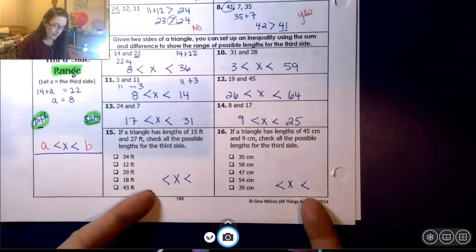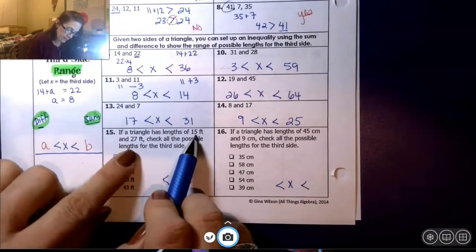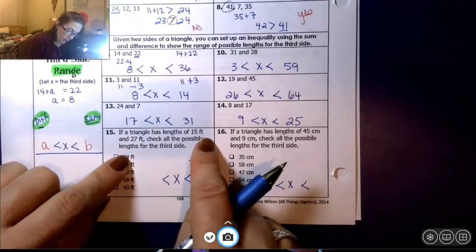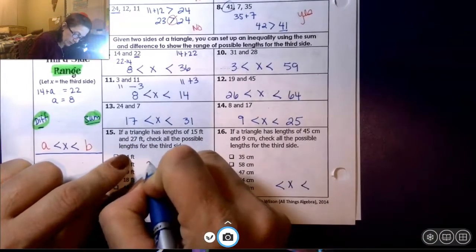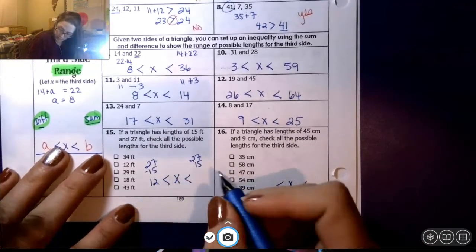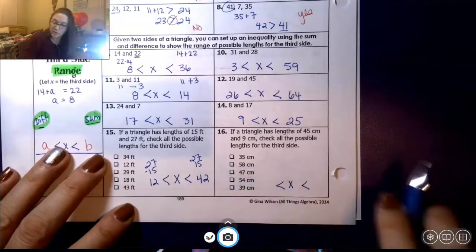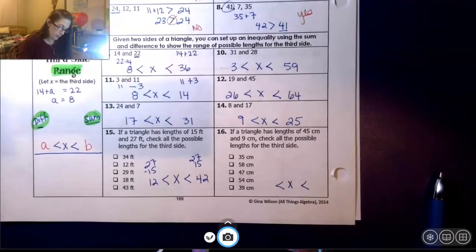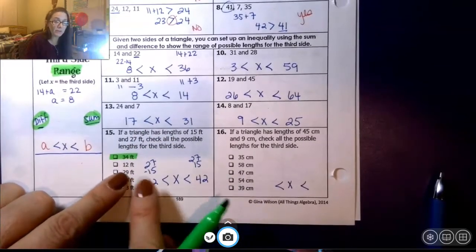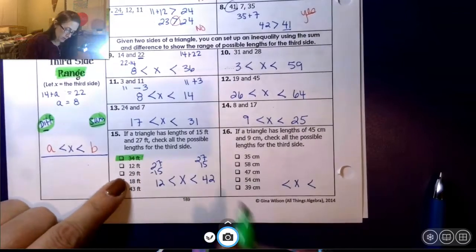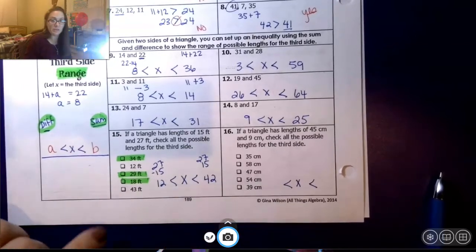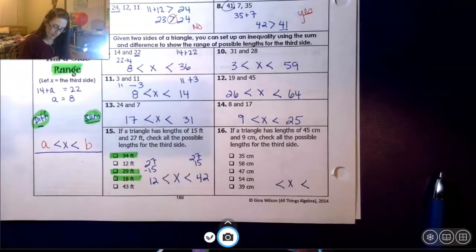Same thing is happening here with 15 and 16. I have a triangle that has lengths of 15 and 27. So if I want to find the third side, I'm going to add them over here. Check all possible lengths for that third side, which means I would want to subtract them over here. I end up with a range of 12 to 42. So which of these is going to work? Which one is between 12 and 42? Well, 34 is. 12 is not. 12 is equal to 12, so you're not going to mark 12. 29 is between it. 18 is between it. And 43 is too large. So those are my three answers.